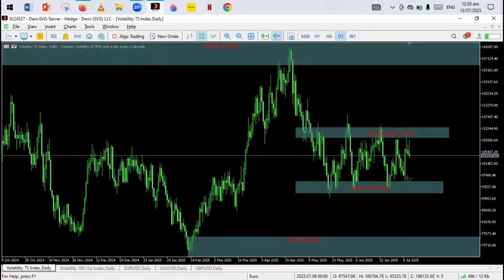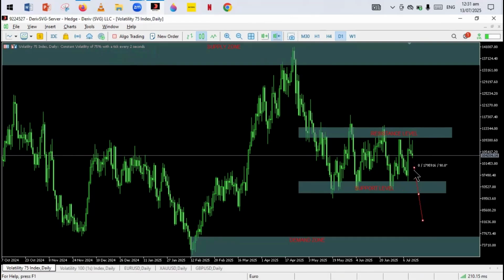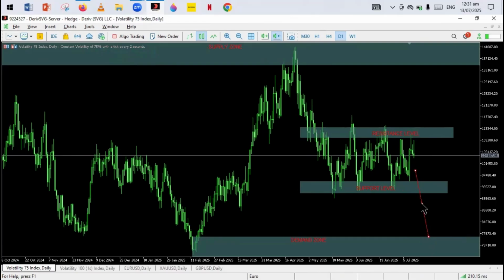However, this is the move that we're expecting on VIX 75, for price to break the support level headed to the demand zone, because the overall trend on VIX 75 is a downtrend.